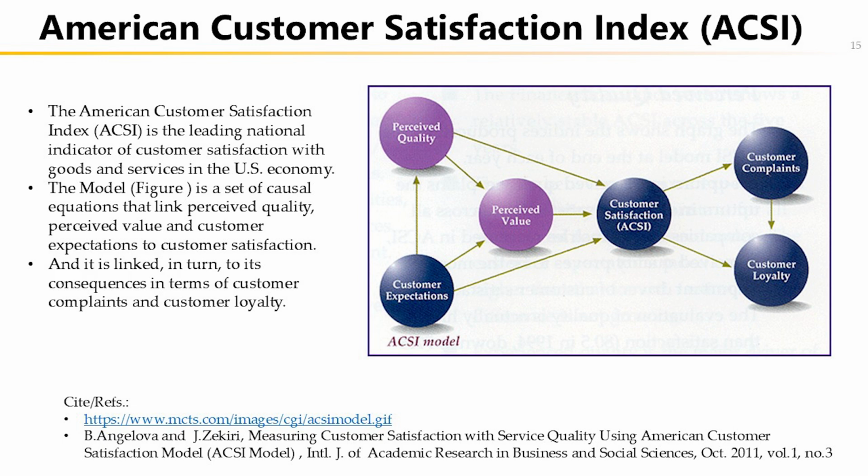Next, the American Customer Satisfaction Index will be explained. This is the leading national indicator of customer satisfaction with goods and services in the U.S. economy. The model shown in the figure is a set of causal equations that link perceived quality, perceived value, and customer expectations to customer satisfaction, and it is linked, in turn, to its consequences in terms of customer complaints and customer loyalty. For further explanation, please refer to the references listed below.